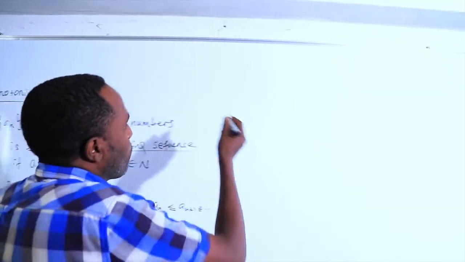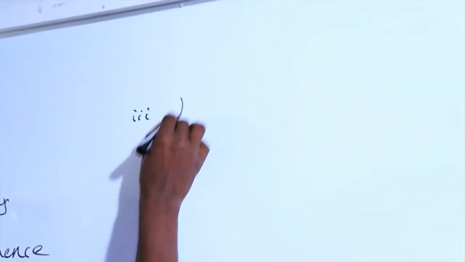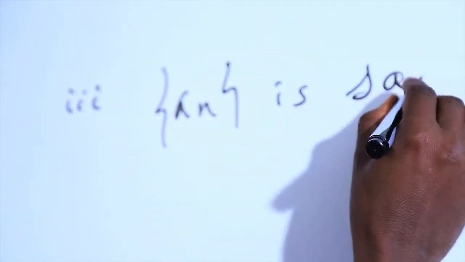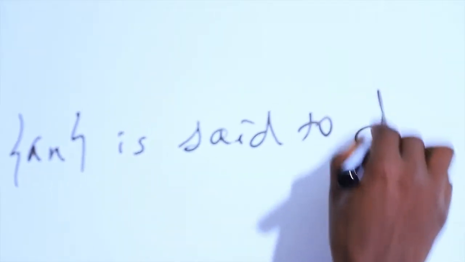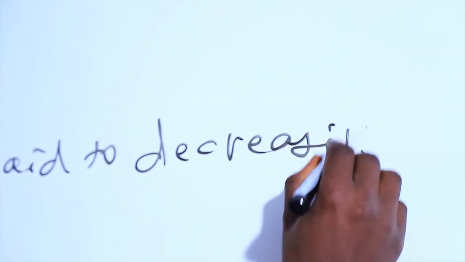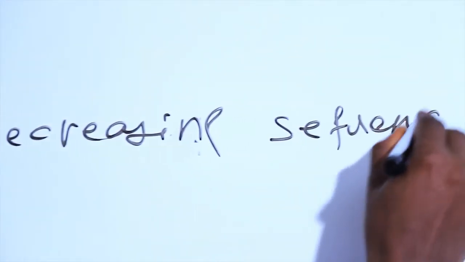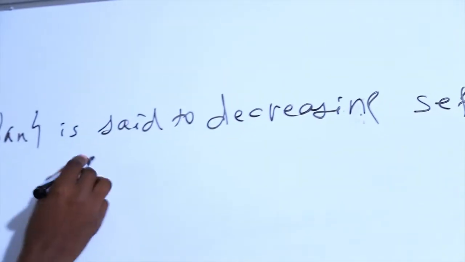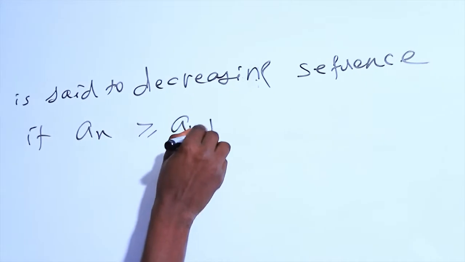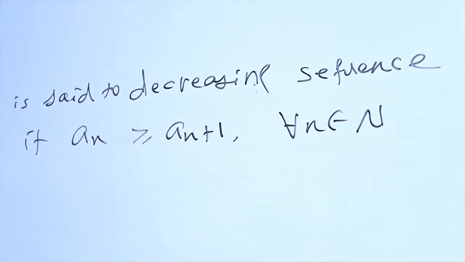On the other hand, the third part says that a sequence AN is said to be a decreasing sequence if AN is greater than or equal to AN plus 1 for all n an element of the set of natural numbers N.